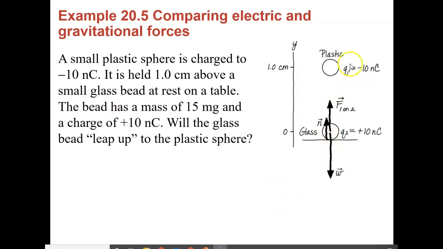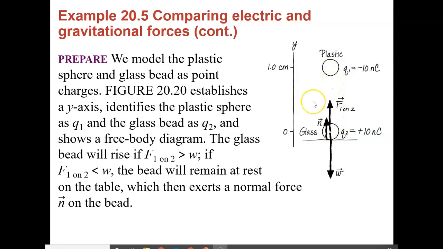So when we look at the vector diagram here, we have some forces acting on the glass bead: gravitational force, normal force, and the force between them. So we can say that the plastic sphere is Q1, 10 nanocoulombs. The glass bead has a charge of positive 10 nanocoulombs. The glass bead will rise if F1 on 2 is greater than the weight. If it's less than the weight, the bead will remain at rest.